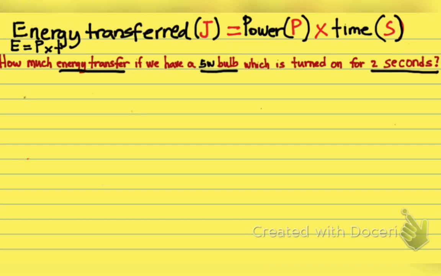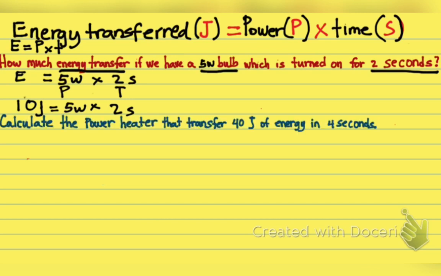So now we have all the information. We are asked for the energy transferred, and we have our power, which is 5 watts, and we multiply it by the time, which is 2 seconds. So we have 5 times 2, so the energy transferred is equal to 10 joules. You can see there that the energy transferred is 10 joules if the power is 5 watts and the time is 2 seconds. Let's move on to another example.